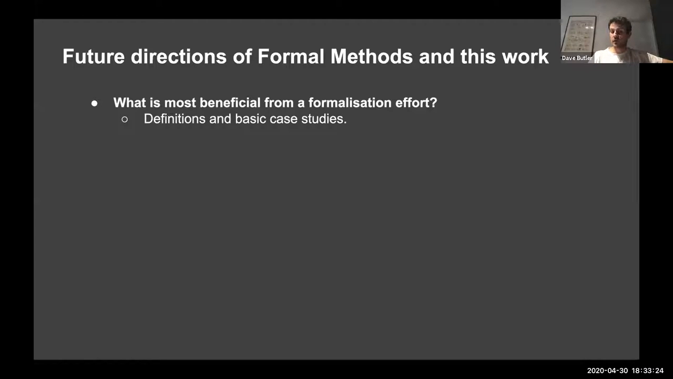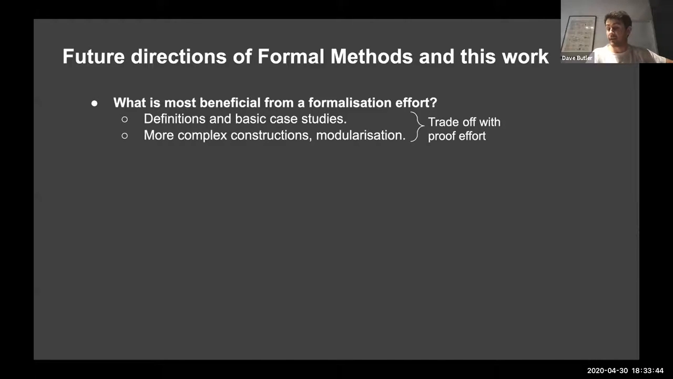Do we just want to formalize basic definitions and basic case studies? For example, do we want to just formalize the definitions of sigma protocols and then prove the Schnorr protocol is correct? Is that enough if we capture the definitions correctly? Or do we want to consider more complex constructions, maybe look at modularization? Everything here has a trade-off between the proof effort and what we do. A lot of this takes quite a lot of man hours to formalize, so there's a trade-off between the more complex stuff we do and the time it takes.